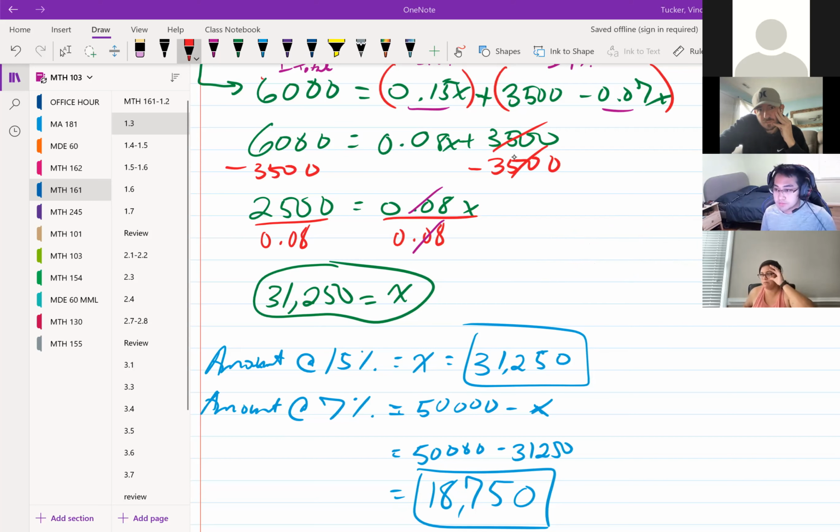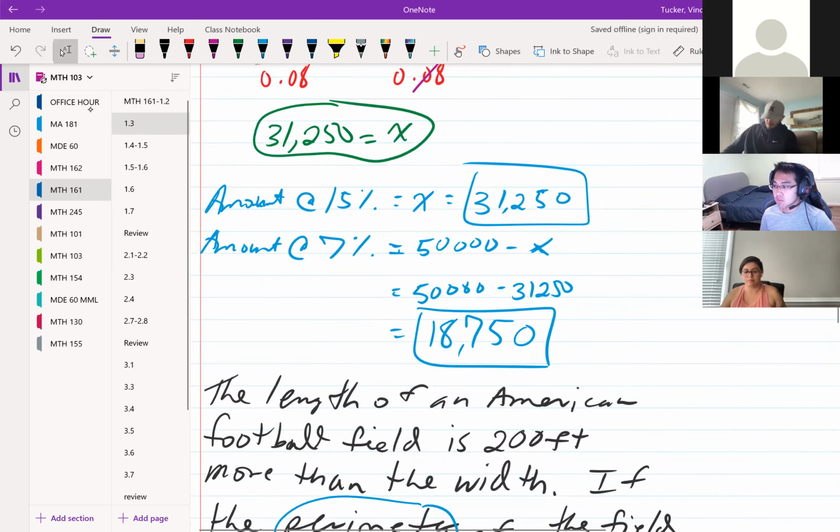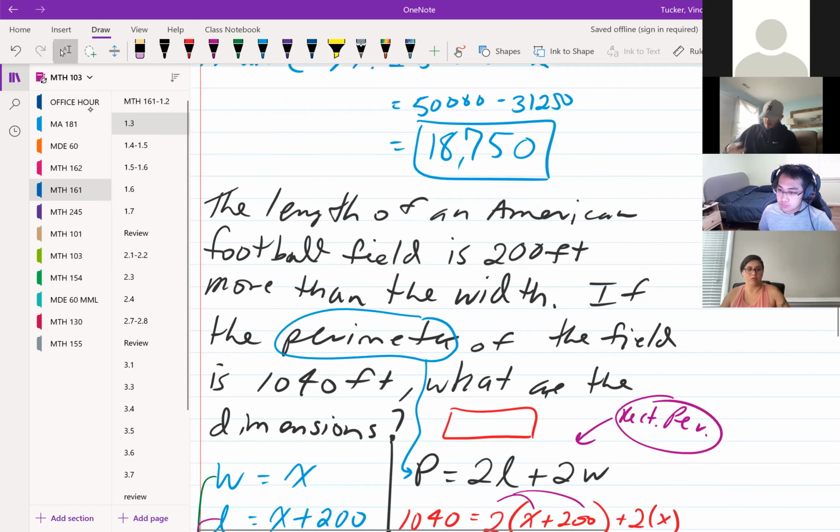All right. Now we good to go. Scroll up to the next one. This one's a little lighter. So we have: the length of an American football field is 200 feet more than the width. If the perimeter of the field is 1,040 feet, what are the dimensions?